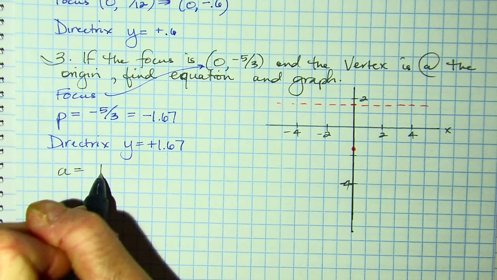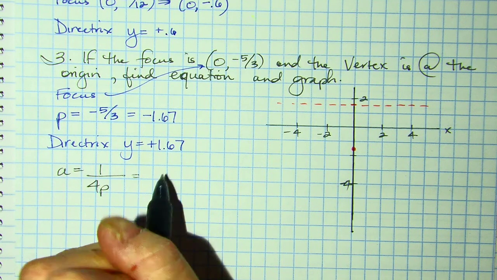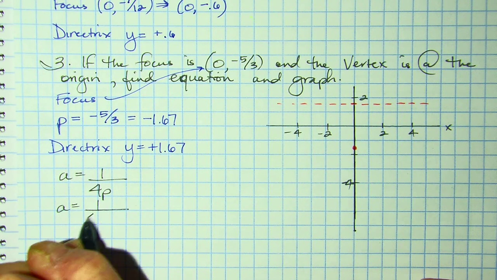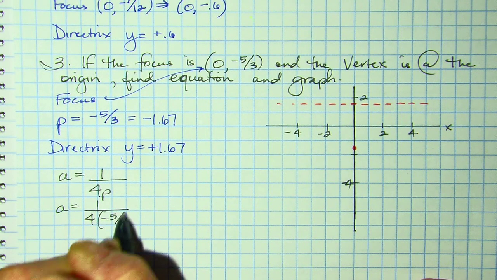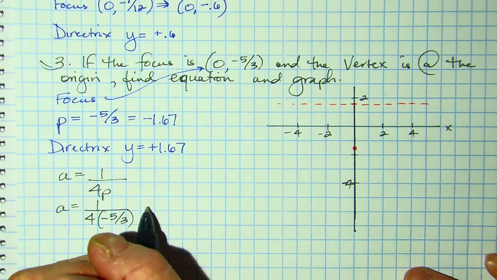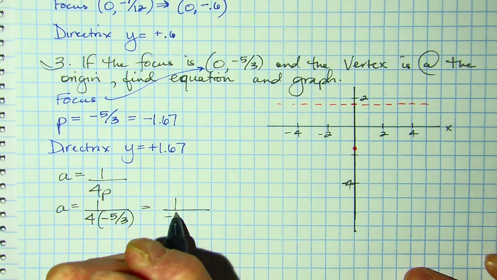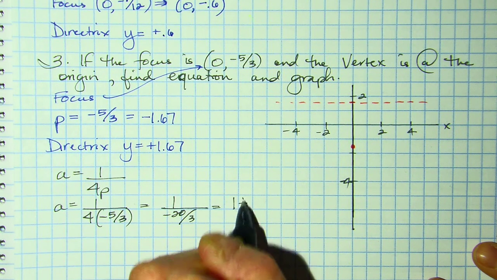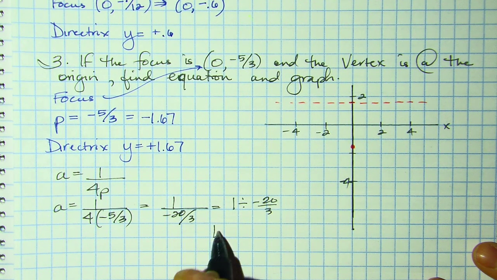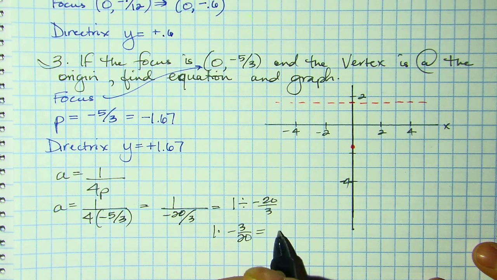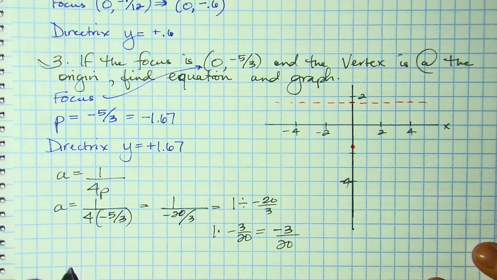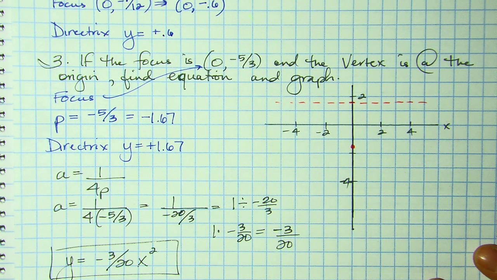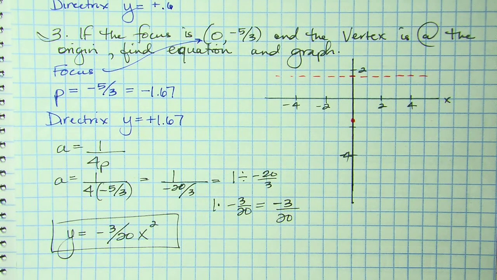A equals 1 over 4p, and they told me what p is. So I'm going to replace that. So A equals 1 over 4 times -5/3. Okay, so that gives me 1 over -20/3, which is 1 divided by -20/3, which would be 1 times -3/20. So that would give me -3 over 20. So my equation is -3 over 20 x squared. So I hope you can see that. So I have my equation.